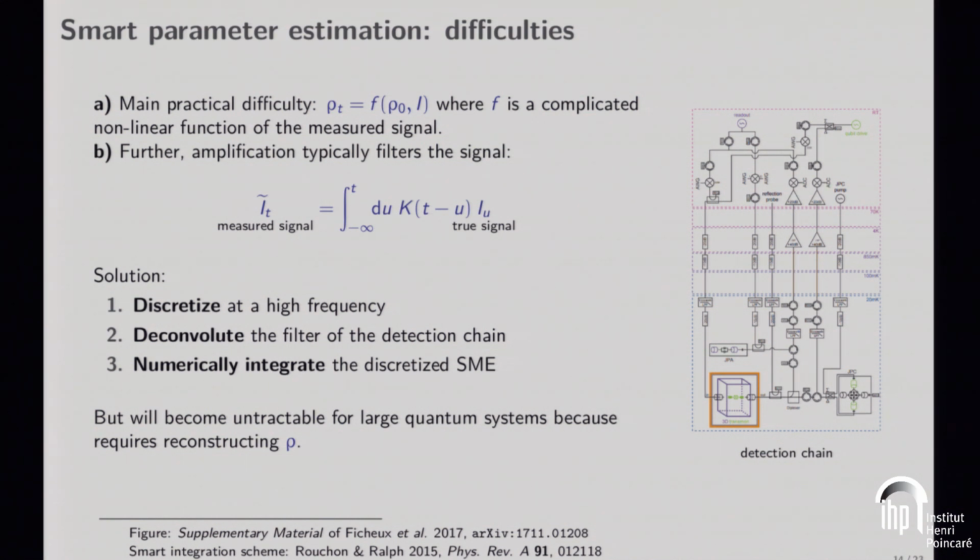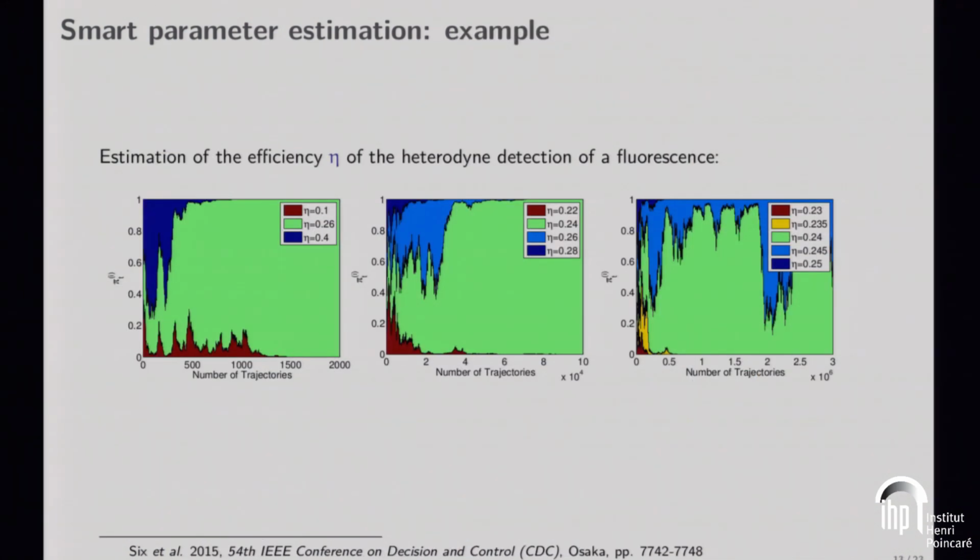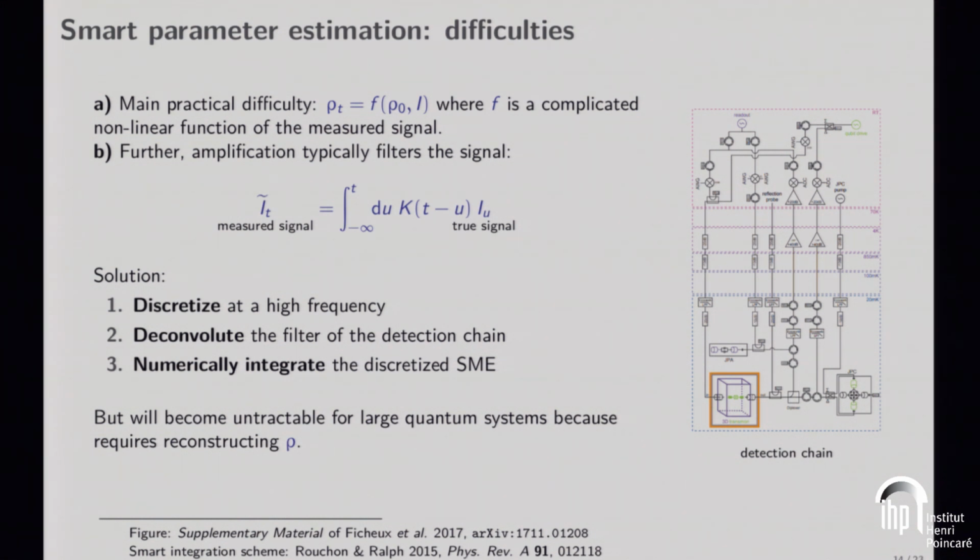You have to discretize. Okay, maybe discretize is not the right word, you sample your signals at a very high frequency. You try to deconvolute the filter of the detection chain as well as you can, and then you numerically integrate the stochastic master equation to reconstruct the trajectories here. And this can be done, although it requires pretty good electronics and pretty smart integration schemes. But in the future, if we want to do that for more complicated quantum systems, at some point we will hit the fact that this requires reconstructing states, so we will have a problem if the states become big.